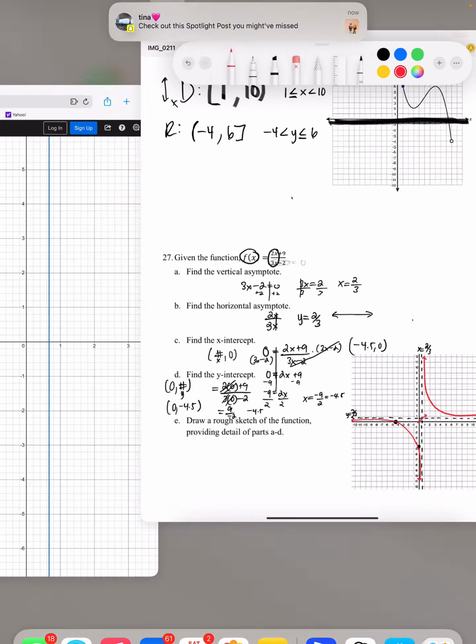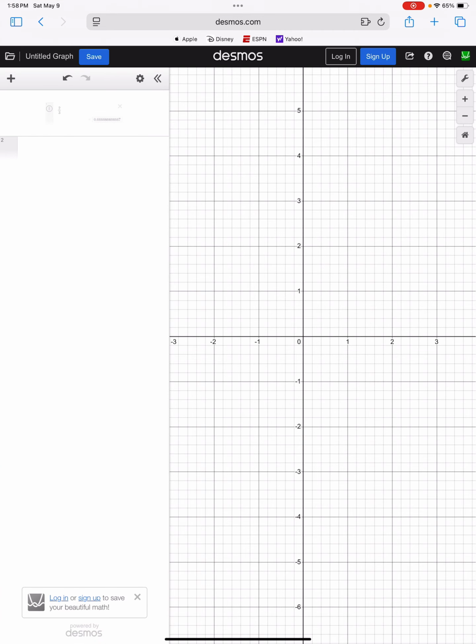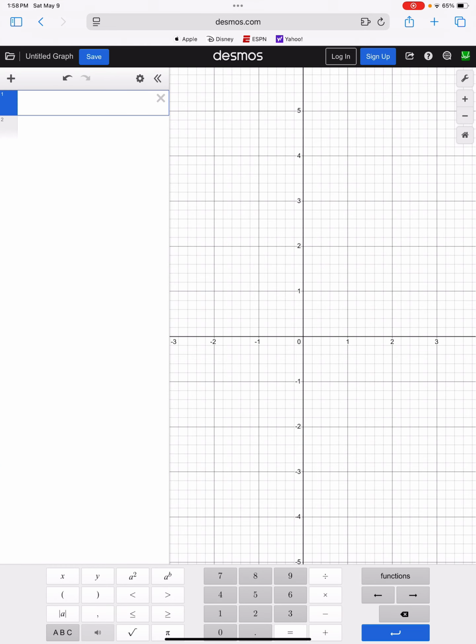So there you go. We can also type it. You can type it into your graphing calculator. I'm going to use Desmos.